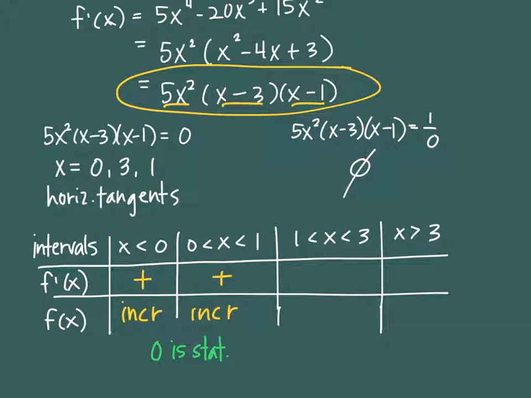Then we pick our favorite number between 1 and 3, maybe the number 2, and we'll check what's happening to the function. So of course we know 5x squared will be a positive number. If I plug 2 into x minus 3, that will be negative, and if I plug 2 into x minus 1, that will be positive. That's 2 positives, 1 negative, so overall that's a negative. So I have my first change. My function is now showing a change in its direction, a change in its behavior. And so if my function is changing from increasing behavior to decreasing behavior, what can I confirm is happening at the number 1? Okay, 1 is a max.